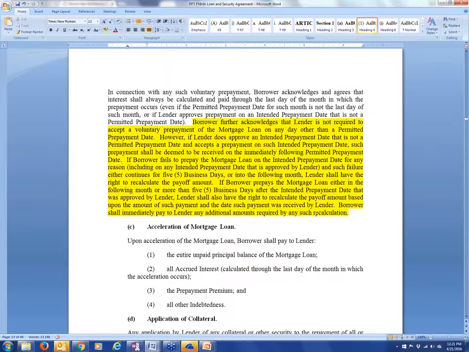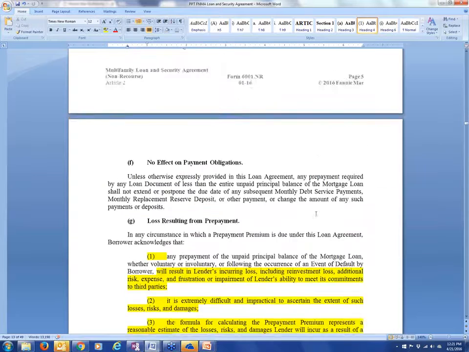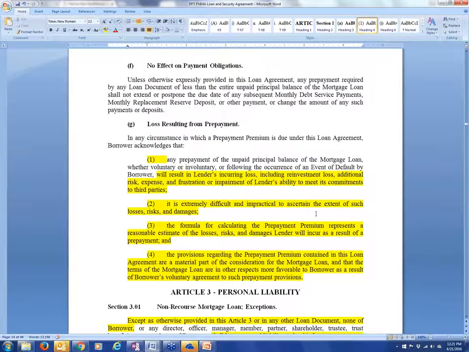Just so you understand how a Fannie Mae deal typically works. Now, if you're dealing with Freddie, the bank is going to want their money back as fast as you can.